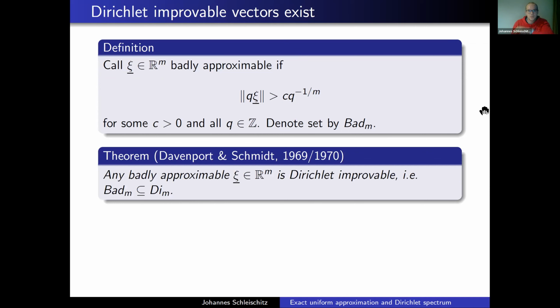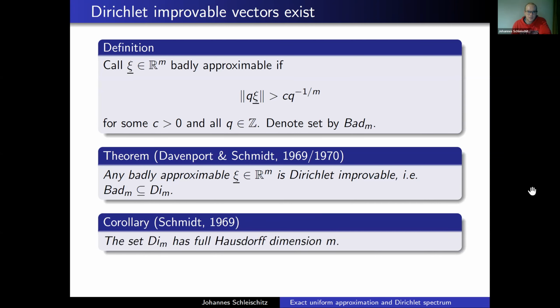And why do I do that? Because it turned out, which is not clear at all, that every badly approximable number is in uniform approximation a good approximation number. In other words, the bad M set is contained in this Dirichlet improvable set. So we have a big set of Dirichlet improvable numbers, because the badly approximable numbers have turned out, again a non-trivial result but known for a long time by now, to have full dimension M. So also the larger set, of course.